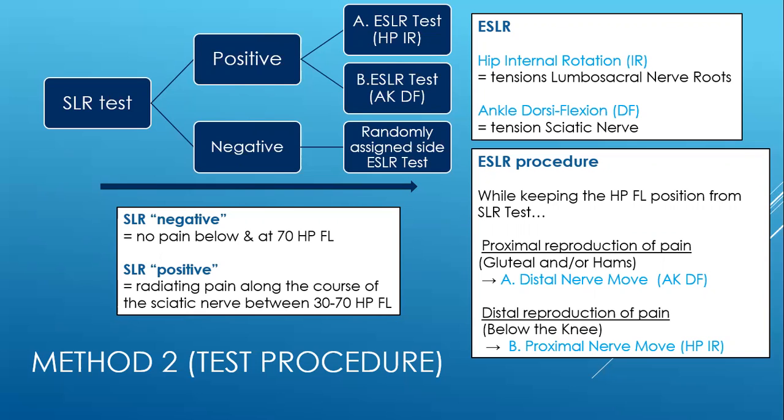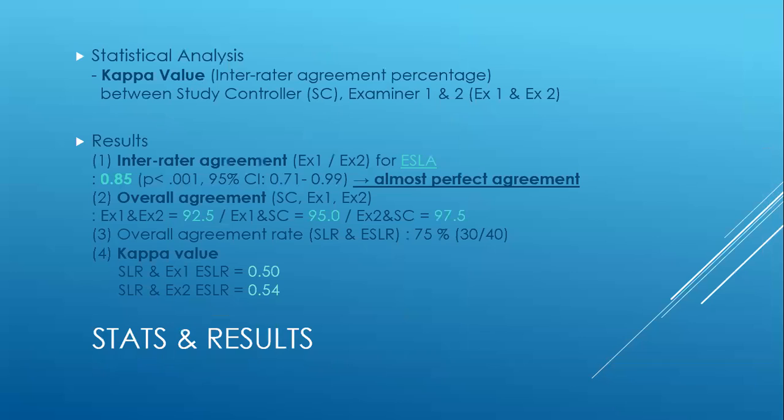As a procedure for ESLR, while keeping the hip flexion position from the single leg raise test, you add distal nerve movement with ankle dorsiflexion, and you can cause proximal reproduction of pain around the gluteal and hamstring areas. Or by adding proximal nerve movement with hip internal rotation, you could cause distal reproduction of pain below the knee.